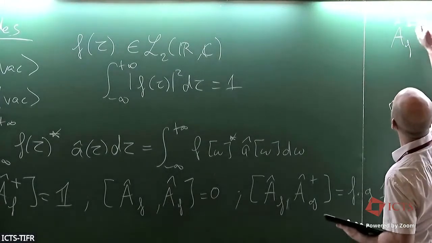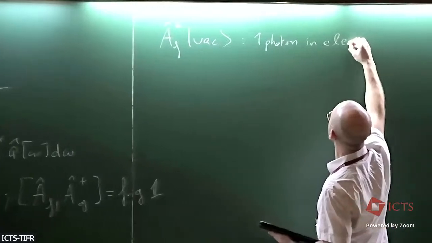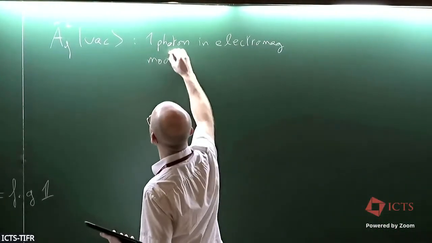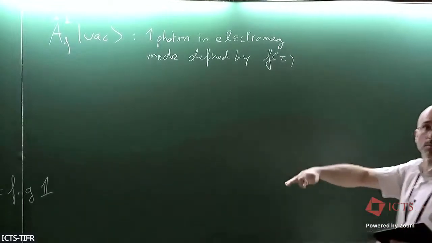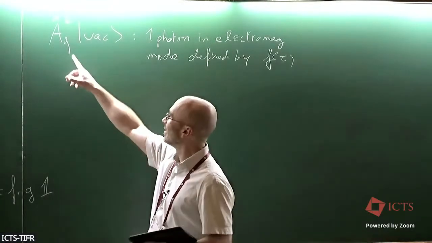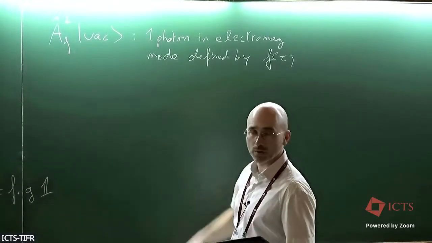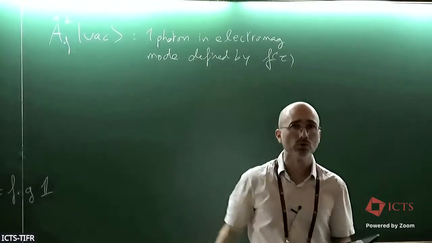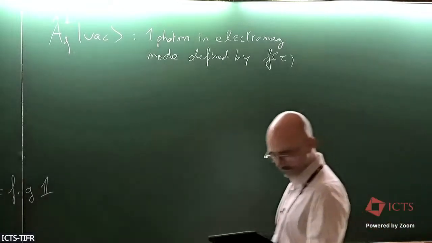So A_F dagger on the vacuum is one photon in the electromagnetic mode defined by f of tau. So one way to see what we're doing is saying that we first solve the Maxwell's equation. We define eigenmodes of these solutions, and so these define waveforms or wave functions of these modes. And with this tool we have described, it's possible to populate these modes or work on them in a second quantization approach like this.